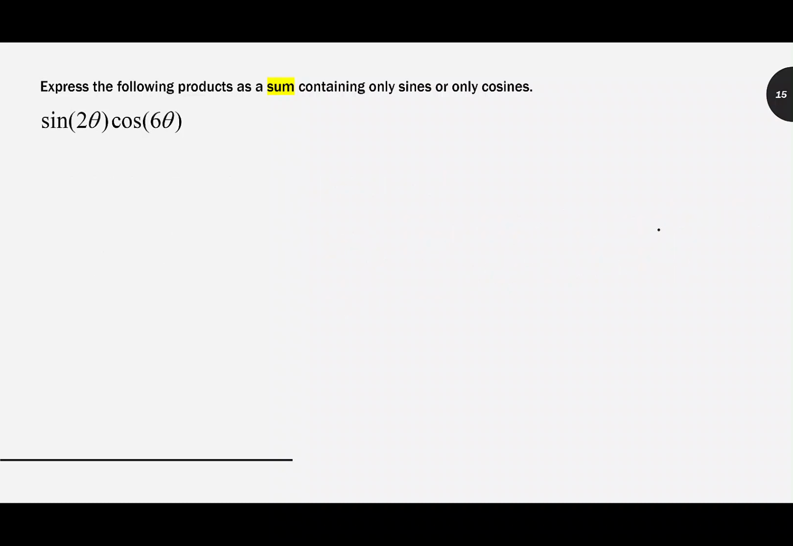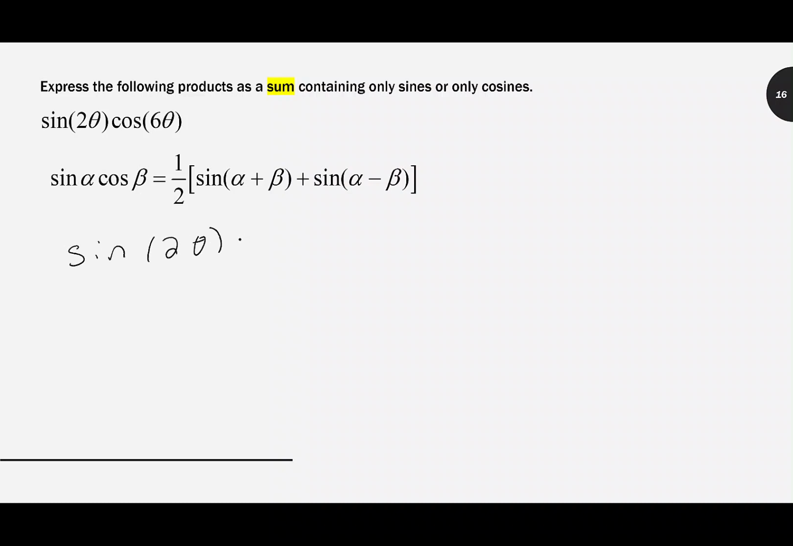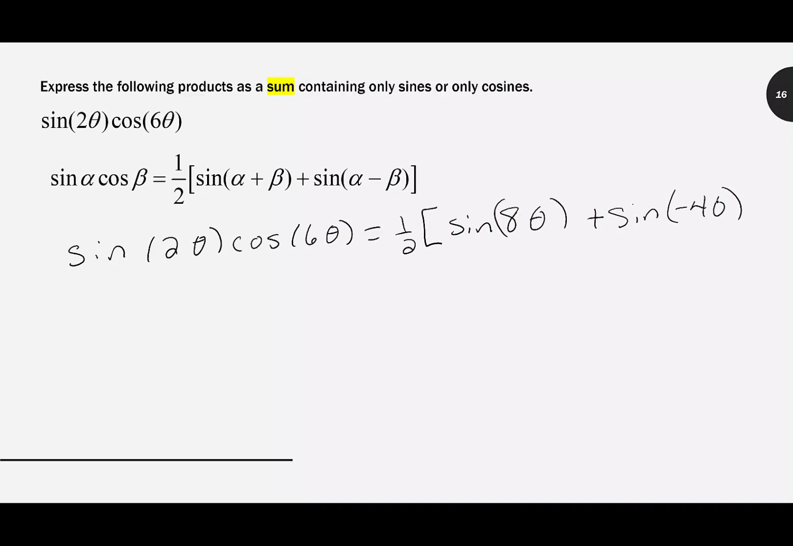Our last product to sum says we have the sine of 2 theta times the cosine of 6 theta. We'll bring in our formula, then we can write the sine of 2 theta times the cosine of 6 theta is equal to 1/2 of the sine. Now that we've done this a few times, let's try doing it a little quicker. Alpha plus beta says add 2 theta and 6 theta, which would give me 8 theta. I'm going to add, then I have the sine. 2 theta minus 6 theta is going to give me negative 4 theta.